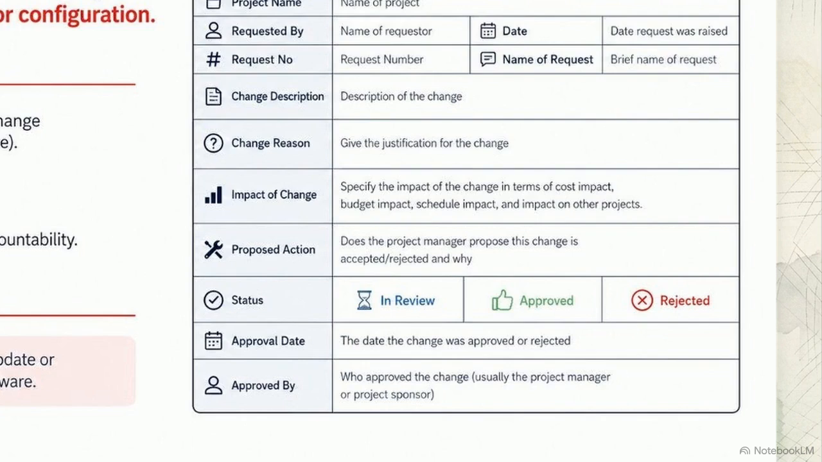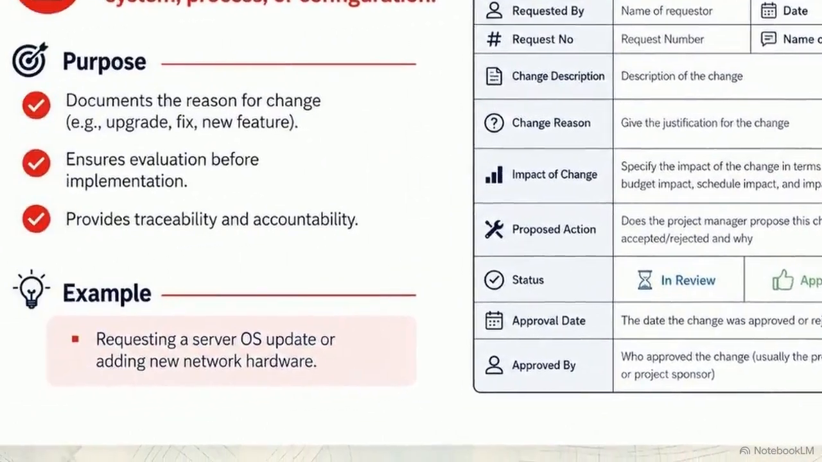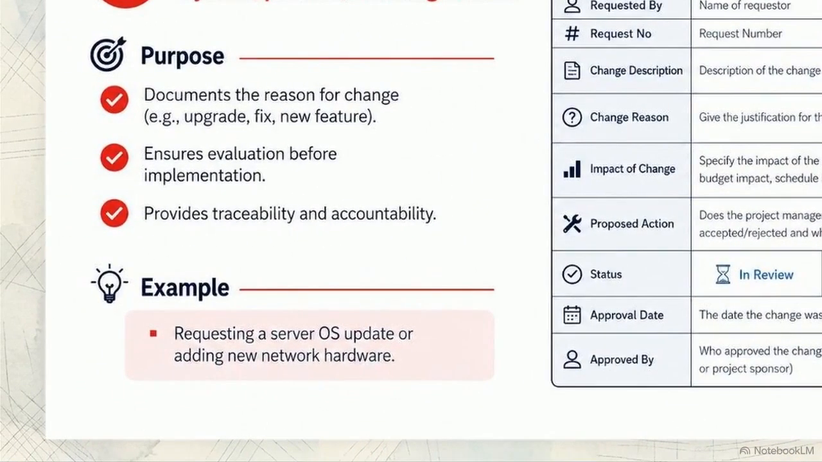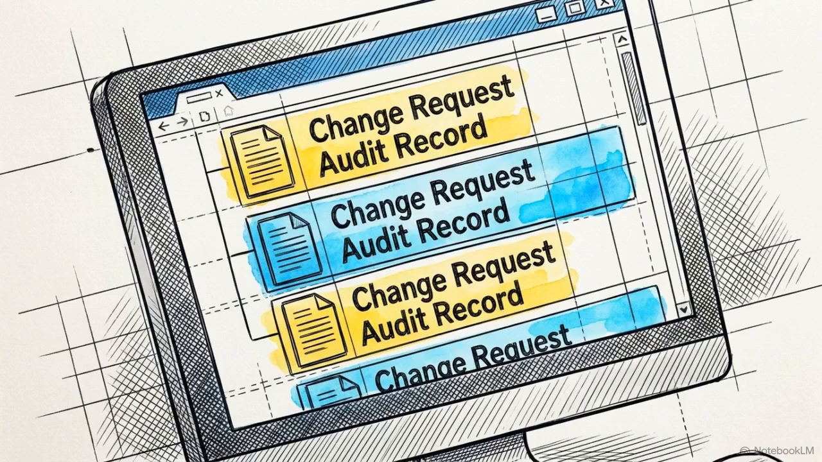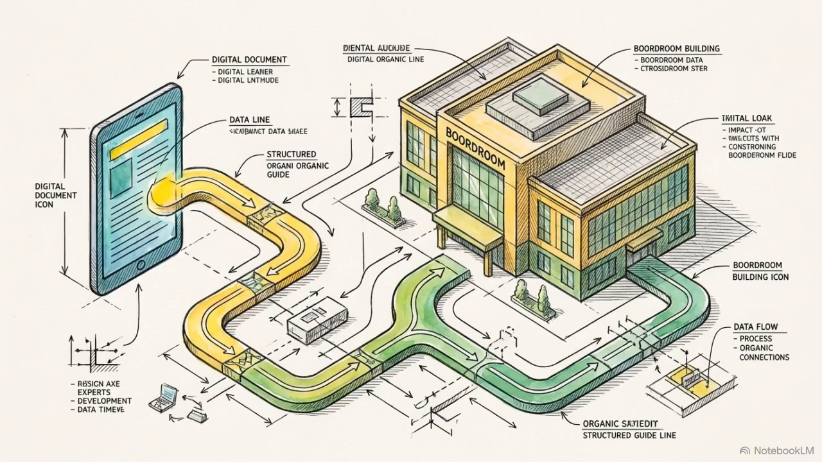This section translates technical actions into business metrics, requiring the technician to account for the impact on the budget, total cost, and the implementation schedule. Common examples include submitting a request for a major server OS update or adding new hardware to a networking stack. This form creates the audit trail required to understand exactly why a system configuration was altered months or years after the fact. After a technician submits the request, the document is routed to a governing committee for review.